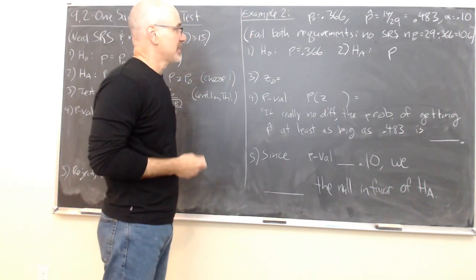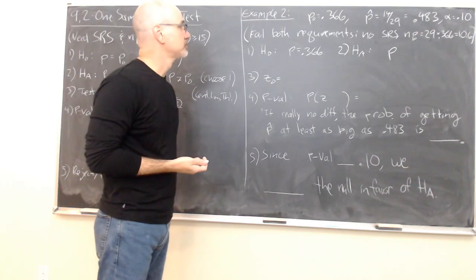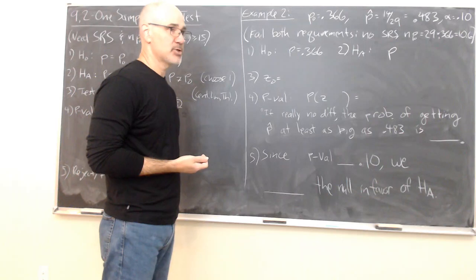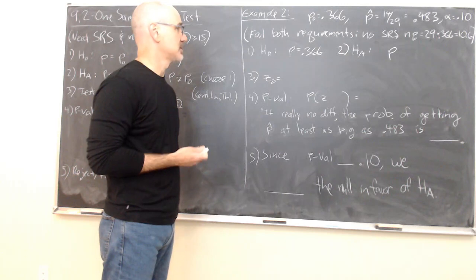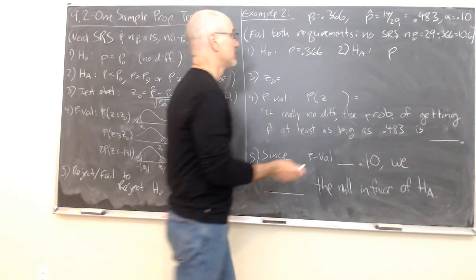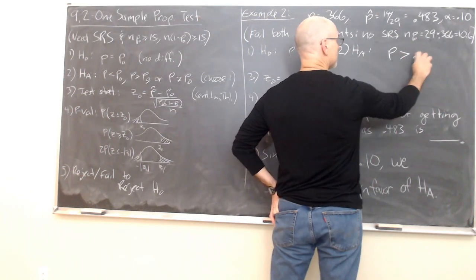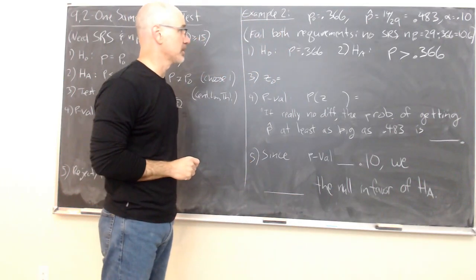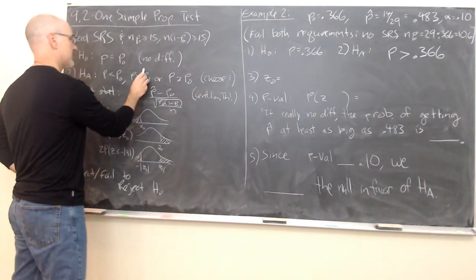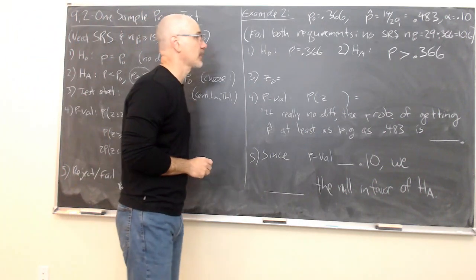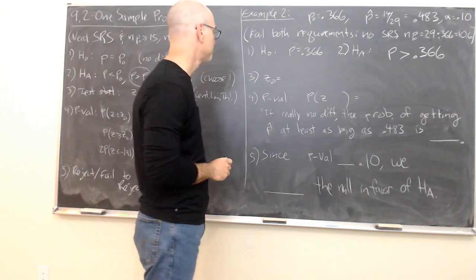The alternative is the thing we suspect to be true. Now, for a variety of reasons, I think the expectation here should be that BSc students identify as Democrats at a higher proportion than in the state at large. So our alternative is going to be the proportion for our BSc students is bigger than 0.366, right? So that's the right-tailed alternative hypothesis.